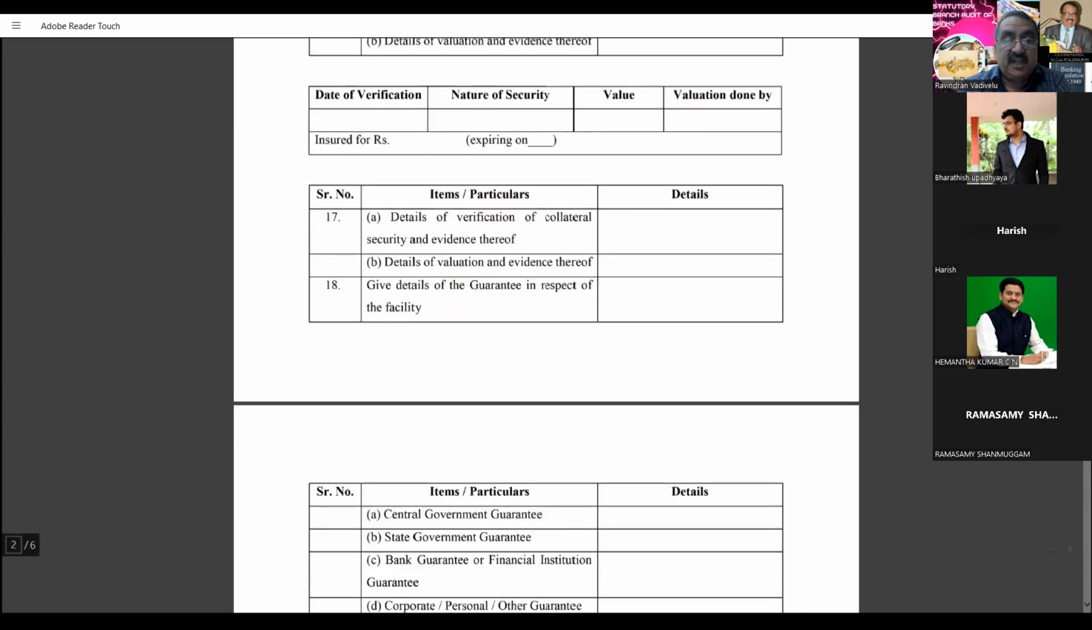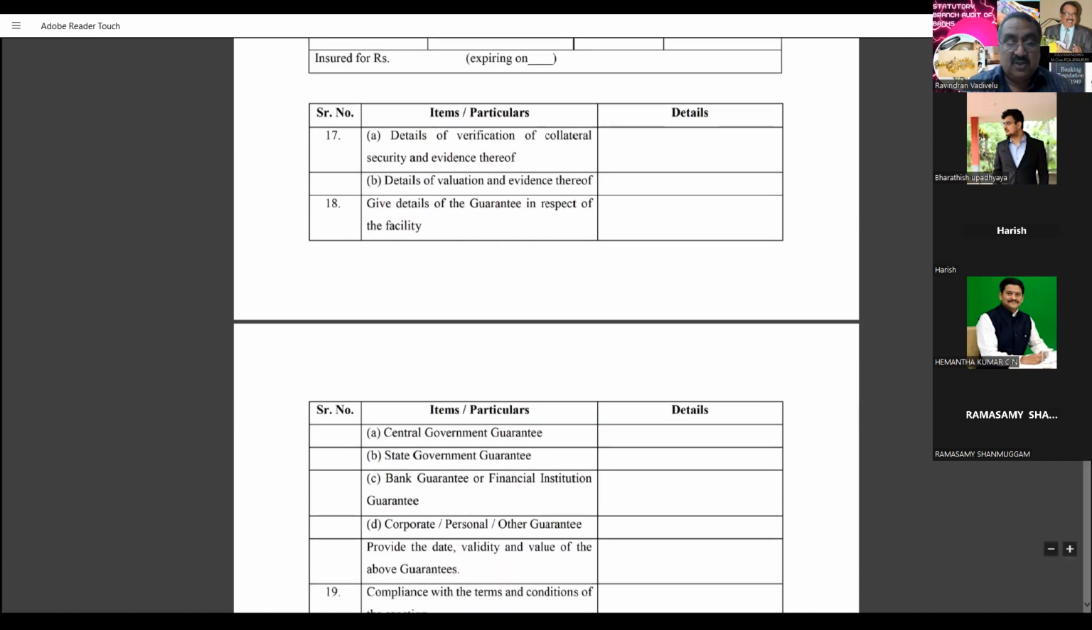Other thing is point number 17: whether you have verified the collateral security. So everything we have discussed, but this is with reference to large advances. Normally we have discussed with reference to small advances, but everything is common. And what about the valuation of a property? Valuation has to be done once in 3 years. And is there any guarantor available to the loan? That also you have to give.